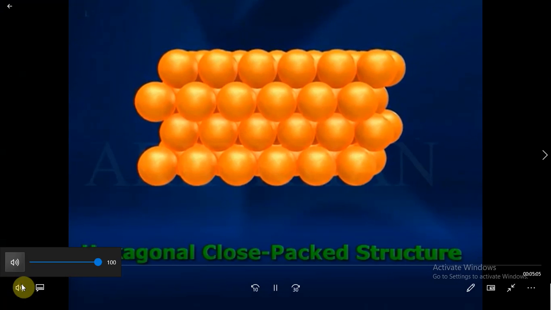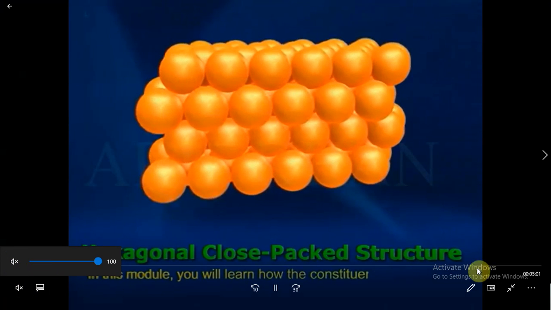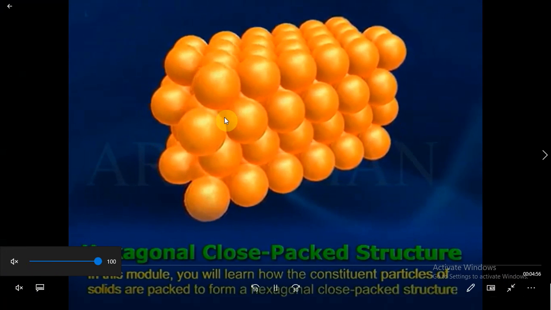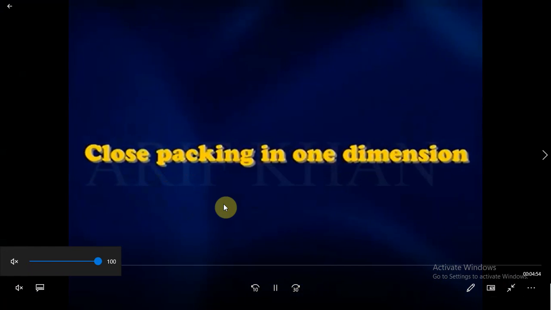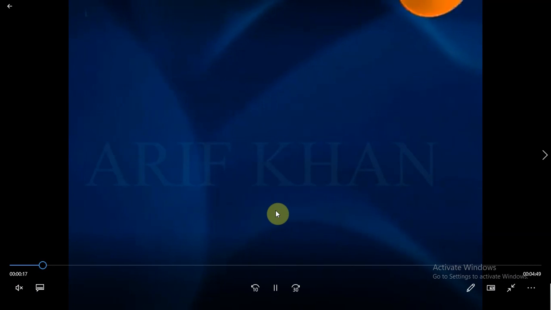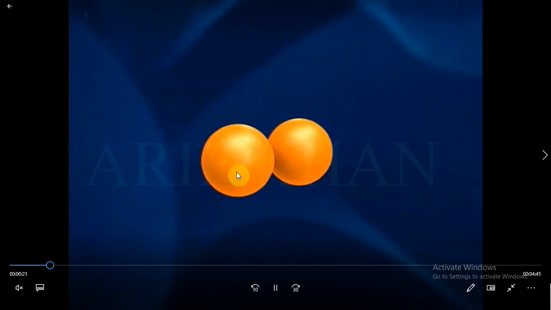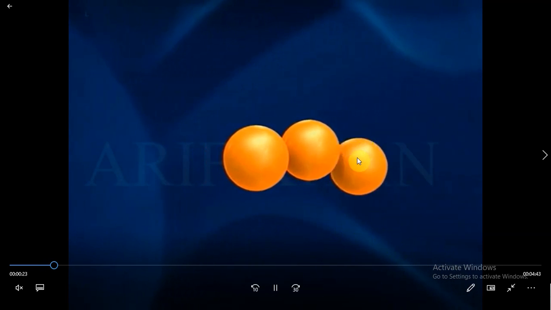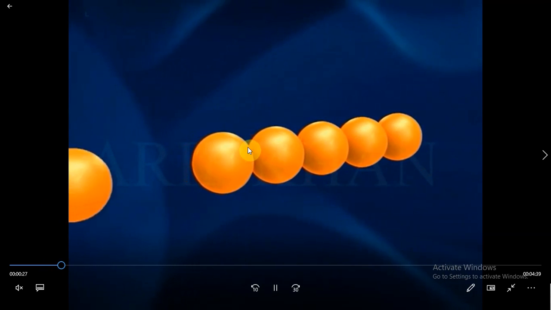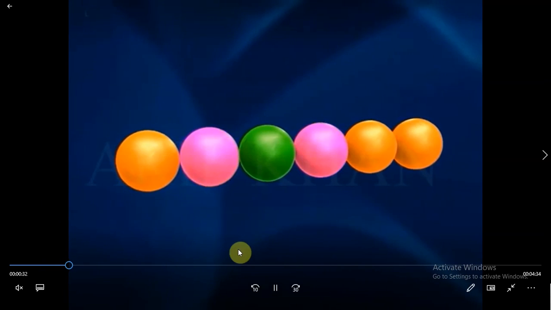Close packed structure. In this module, it is saying close packed structure. These are the particles that we are concerned with, or we can call them atoms, and we are assuming that the sizes are the same. So this is my one atom, and first we will arrange it in one dimension. In one dimension it can be arranged like this. A row can be made, and the atoms are touching face to face. Can you see it? So the atoms are touching face to face, and it is one row.